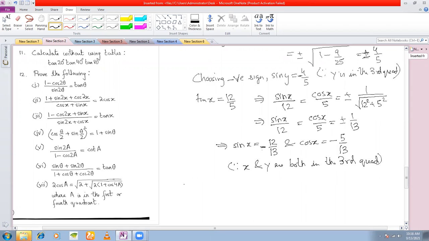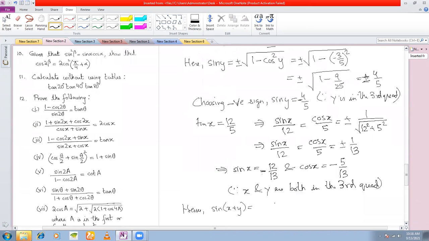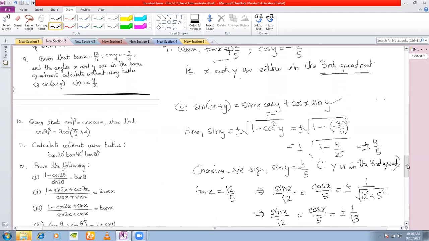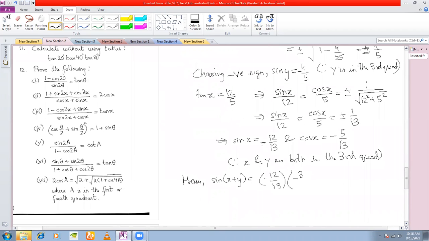Hence, what is sin x plus y? Put the values. Sin x cos y. Sin x, how much have we got? Minus 12 by 13. Cos y, how much was cos y? Cos y was given to you, minus 3 by 5. Plus cos x. Cos x, how much have we got here? Minus 5 by 13.